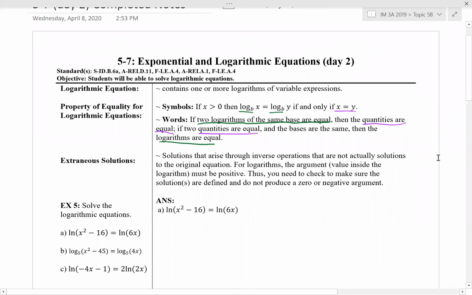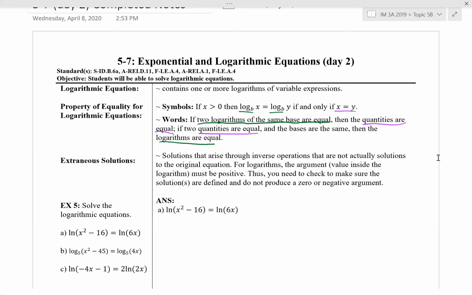This video is going to go over topic 5, section 7, day 2. Topic 5.7 is exponential and log equations. Today we're looking at just logarithmic equations. So remember that a logarithmic equation is an equation that contains one or more logarithms of variable expressions, meaning that the variable is inside the log.